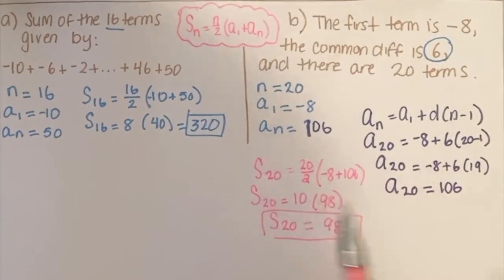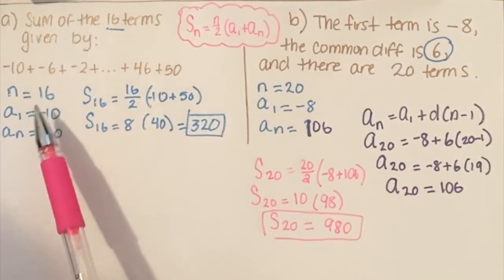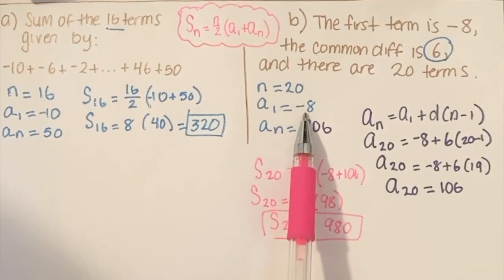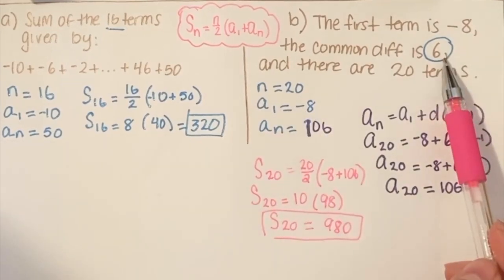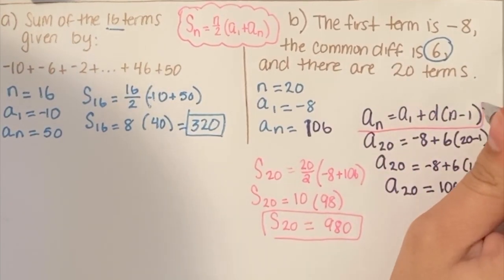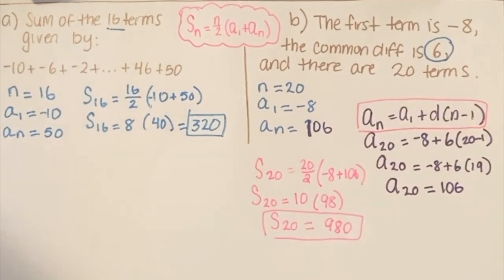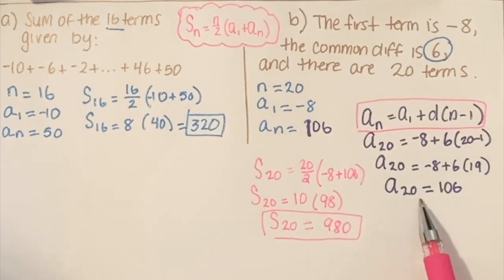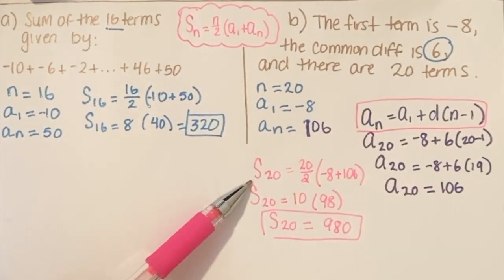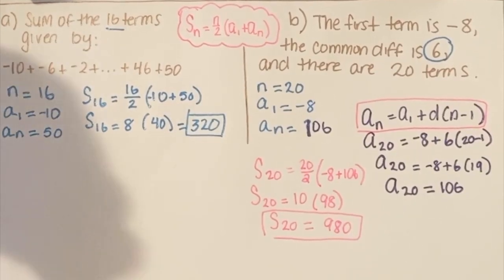So that one was slightly more complex than the first one because we were only given the number of terms and the first term and the common difference, which we use our explicit formula for an arithmetic sequence to find the 20th term. Once we had the 20th term, we plugged into the sum formula and got our answer.